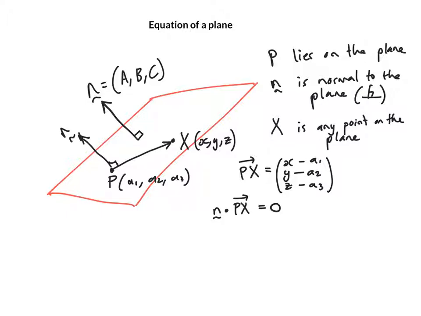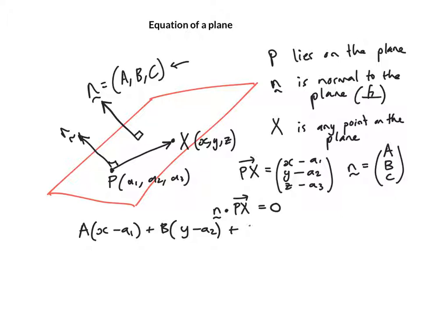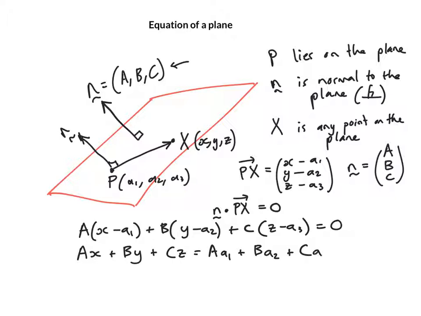So what does that mean? Let's expand that out. Remember that the vector n, sorry, I wrote it up here as if it was a point, but I should have written it as a vector like this. If we take the dot product, we multiply the components of PX and n and add them up. So big A times (x minus a1), plus big B times (y minus a2), plus big C times (z minus a3), and that's all going to equal 0. If we expand that out and shift things around a little bit, we get Ax plus By plus Cz equals A times a1 plus B times a2 plus C times a3.